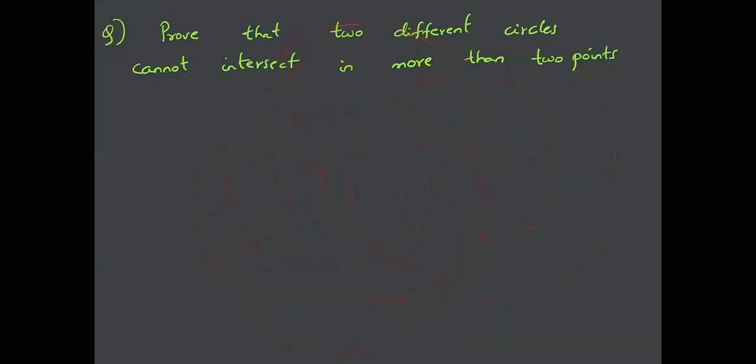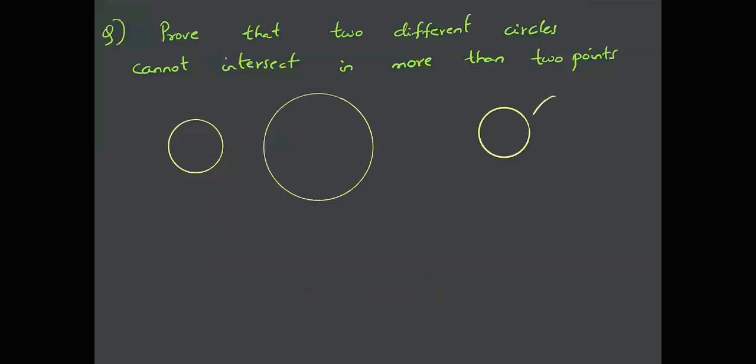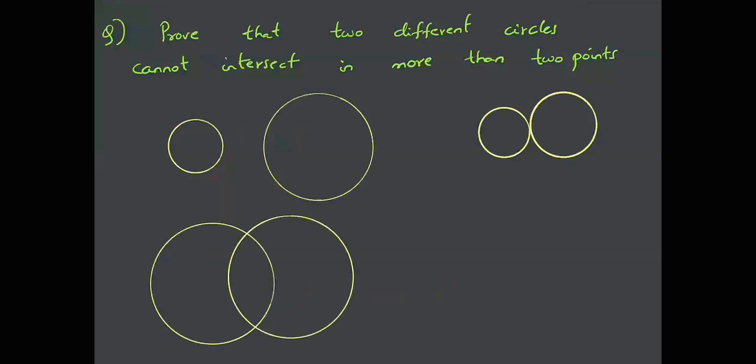This is not possible. So if there are two circles, then we have 0 points of intersection, or they might touch each other, that is 1 point, or they might intersect in 2 points. So, 0 points, 1 point, 2 points. This is also possible in 1 point. This is one circle, and this is another circle. So this is also possible in 1 point.